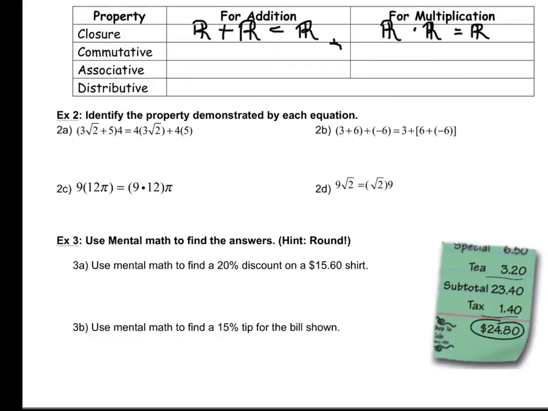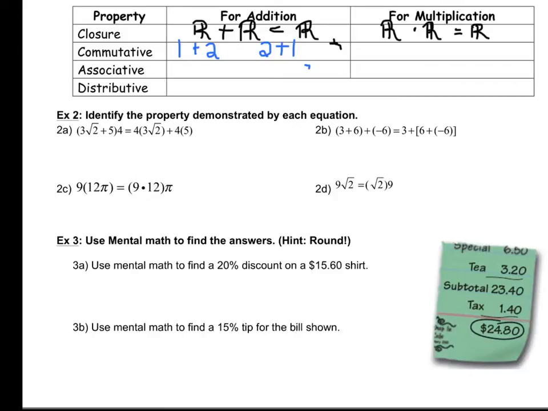Next is commutative. Commutative is like commuting back and forth to work. I think of things switching places. So for addition, let's pick some easy numbers. How about 1 and 2? 1 plus 2 is 3, right? It'd be the same thing if we flip-flopped them and said 2 plus 1, right? It would still equal 3. So commutative is you switch them left to right.